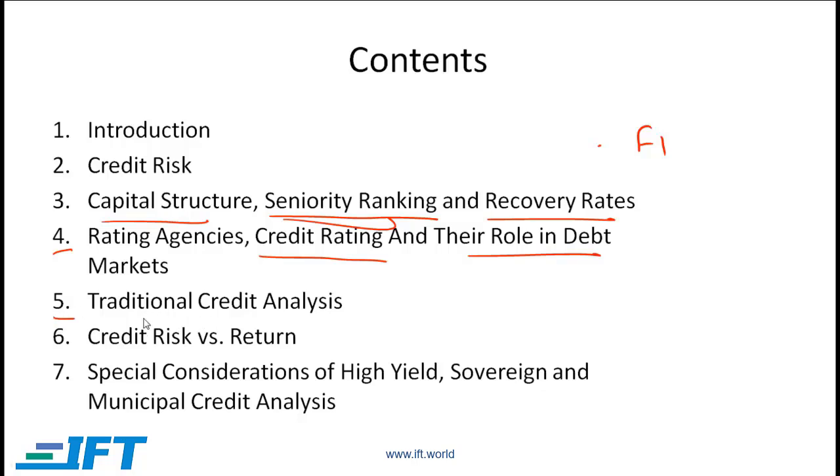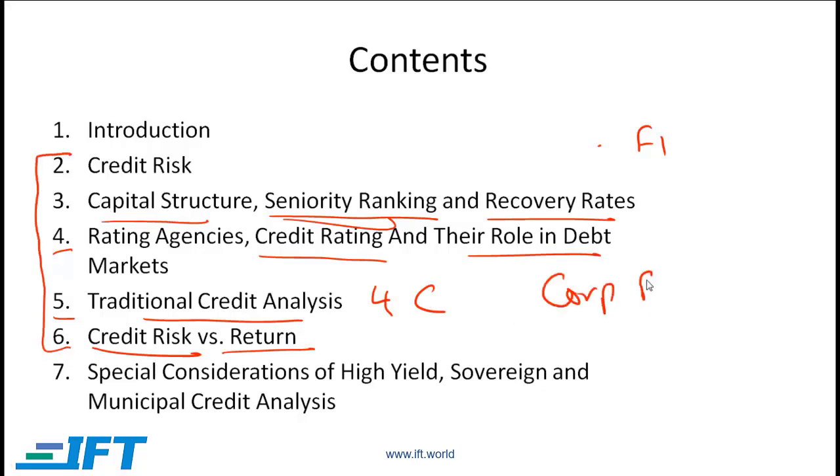Section 5 covers traditional credit analysis. Here we go over the 4 C's of credit analysis. Section 6 provides the basics on credit risk versus return, the concept that you have been learning all along, that if credit risk is high, then investors will demand a high return to compensate them for the risk that they are taking.